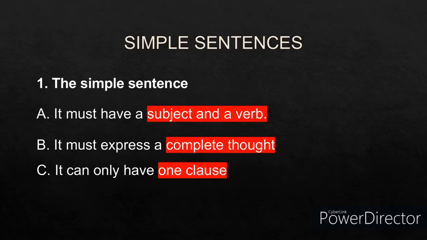Now what do you mean by a simple sentence? A simple sentence is a sentence which must contain a subject and a verb. It must express a complete thought and it can have only one clause. That is an independent clause.